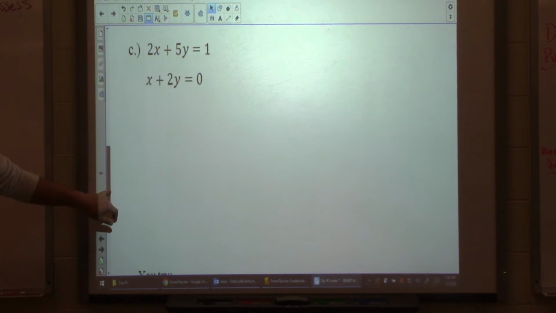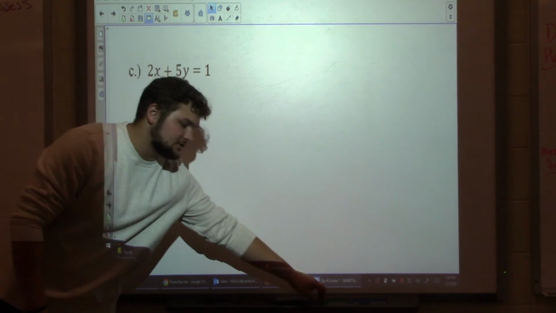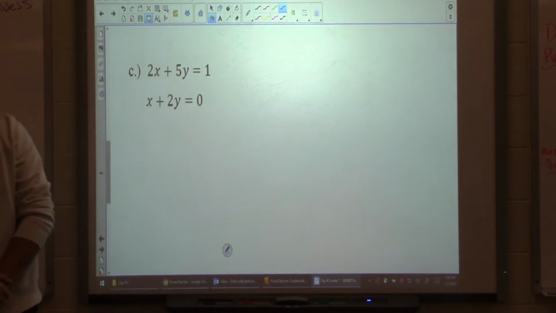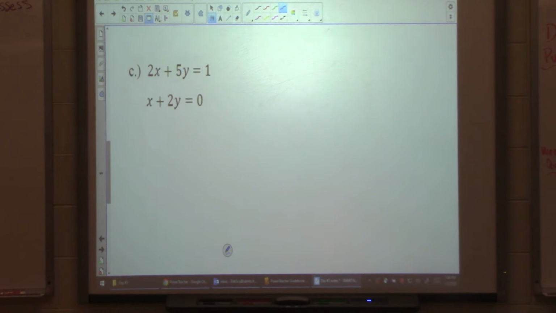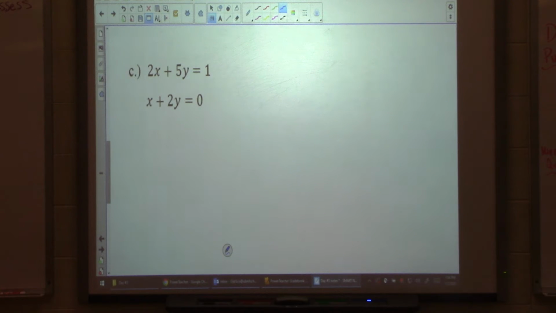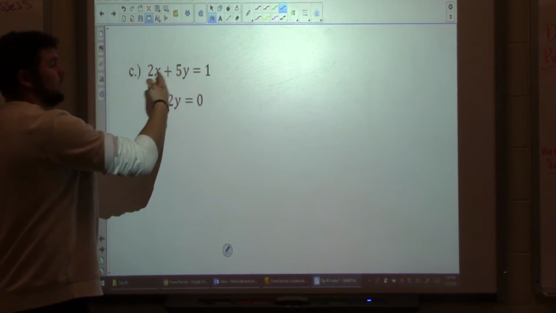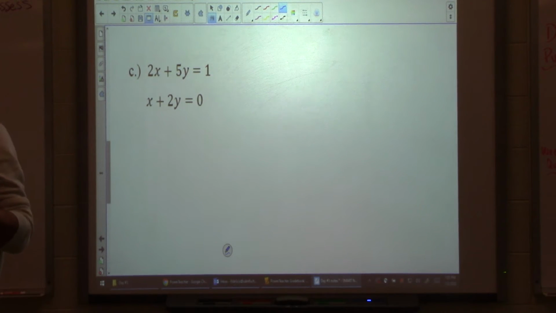Okay. 2x plus 5y equals 1. X plus 2y equals 0. Well, x and y are on the same side, so combination elimination could work. I'm going to try and get rid of one of my variables. Do I have opposite coefficients already for one of my variables? No. So what I need to do is multiply either one equation or both equations by something so I get opposite coefficients for a variable. It doesn't matter which variable you eliminate. Lexi, what do you want to eliminate?